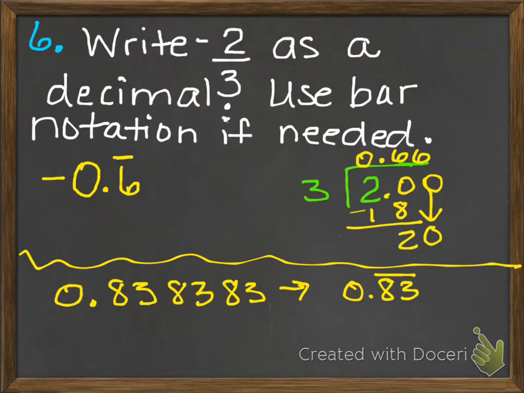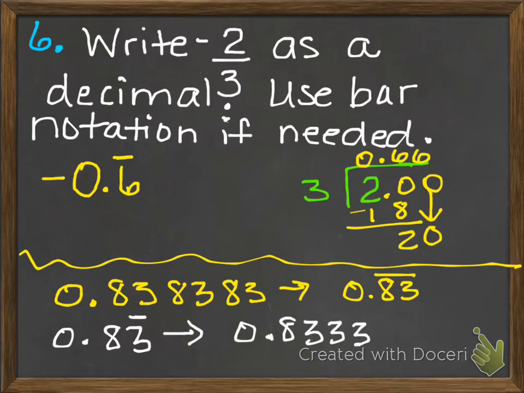If it was the same problem, you would not want to do 0.83 with just the bar over the 3, because that is actually saying 0.83333, and so on. So you don't want to do it that way. You want to make sure that you know exactly where that bar goes.